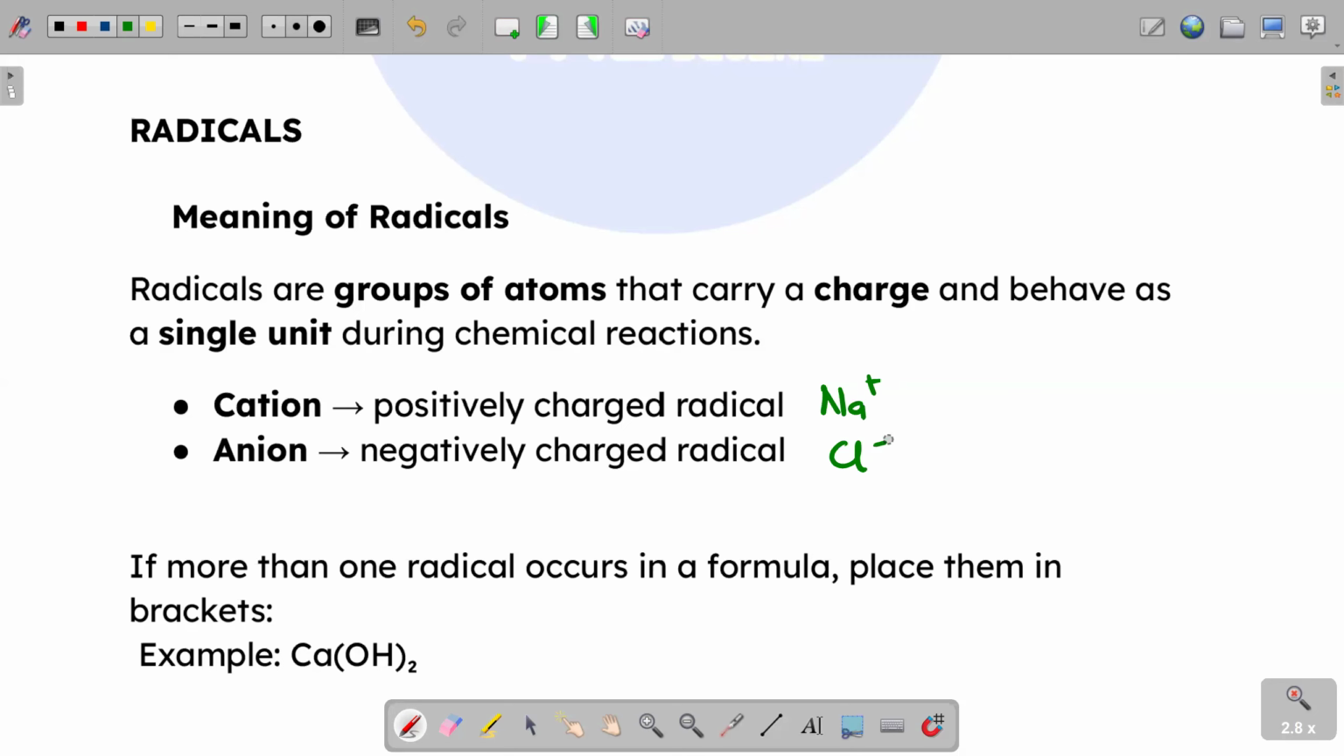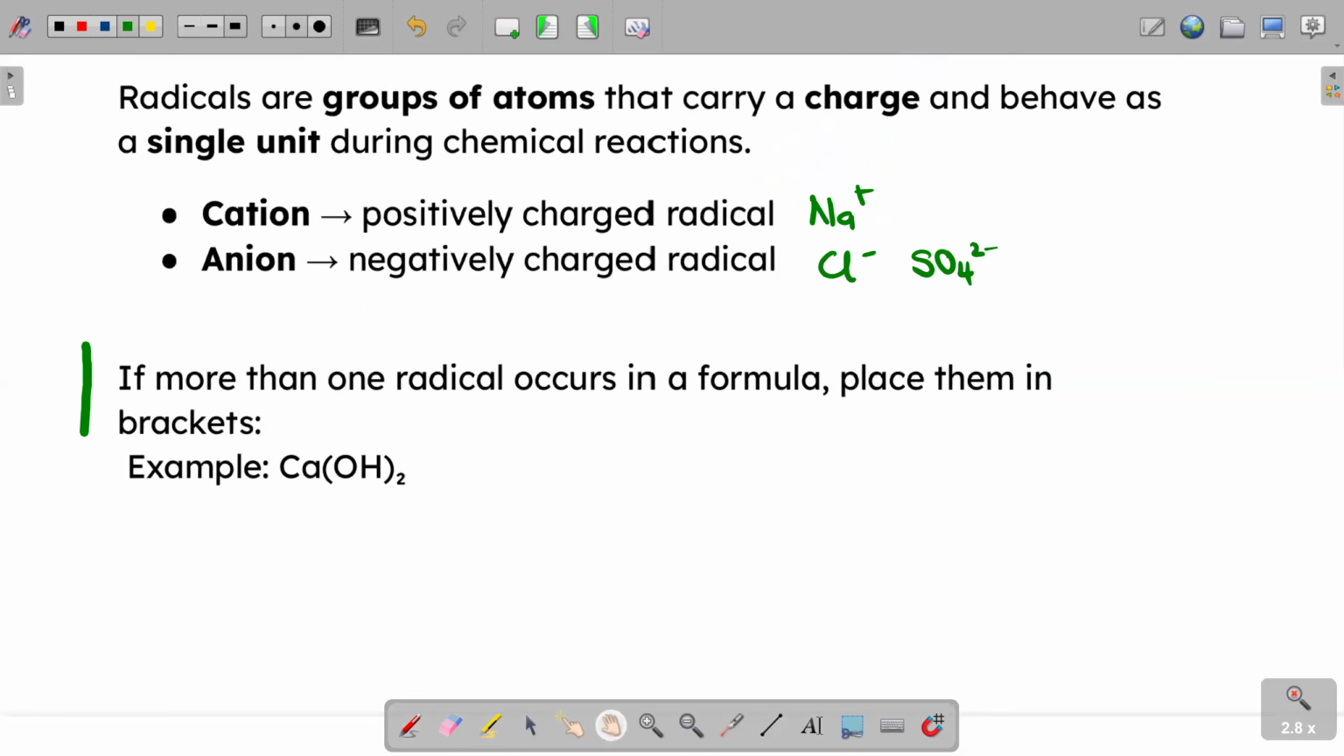Cl minus is an anion. Okay. We can also have a group of atoms like SO4 2 minus, which is a group of atoms that has a charge. Okay, so that is about some radicals.